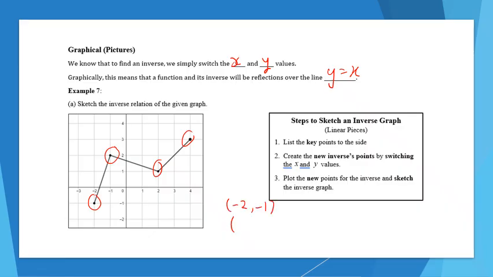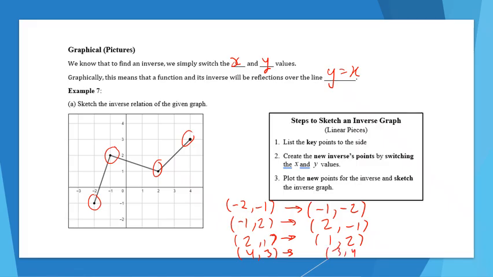We have -1, 2. We got 2, 1. And then we have 4, 3. There. Now let's find the inverse coordinates by just swapping x and y. So this becomes -1, -2, 2, -1, 1, 2, 3, 4.